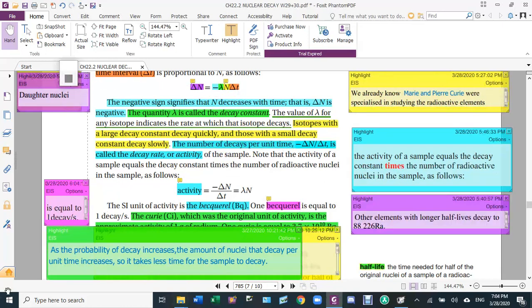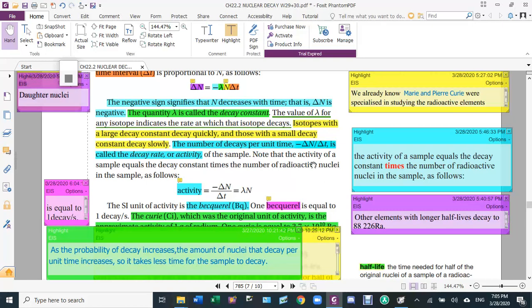The quantity lambda is called the decay constant. Its value for any isotope indicates the rate at which that isotope decays. This means the isotopes with a large decay constant decay quickly, and those with a small decay constant decay slowly.